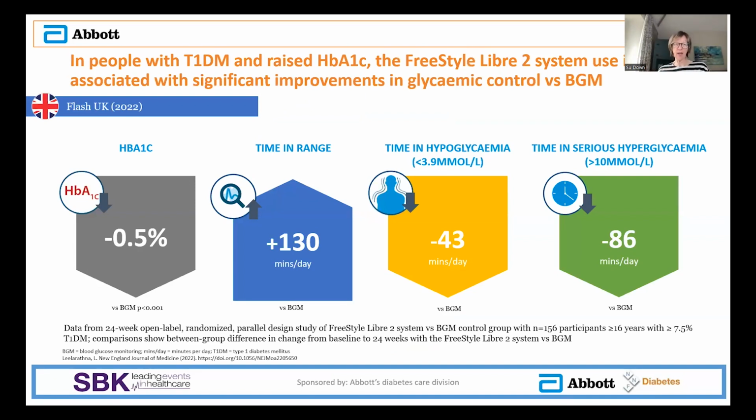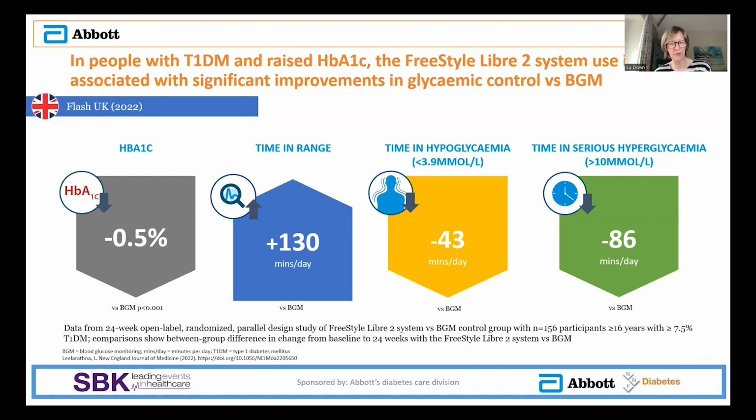So this is just a study in the UK, the FLASH study, and this just took 156 people with type 1 diabetes. They had an HbA1c on average above 58, and they were adults, above 16, and they were given the FreeStyle Libre 2 system, and they were followed up for 24 weeks to see what happened, just giving them this technology. And you can see here that against people who were trying to manage their type 1 diabetes with finger prick monitoring, they did improve their HbA1c by 0.5%. So that's about 5 or 6 millimoles per mole.